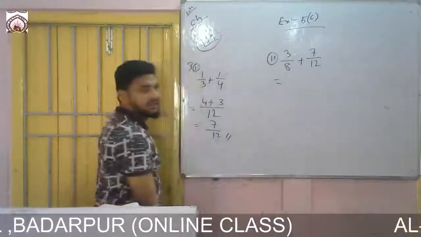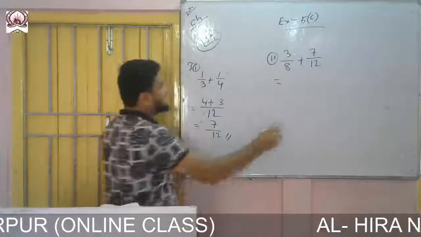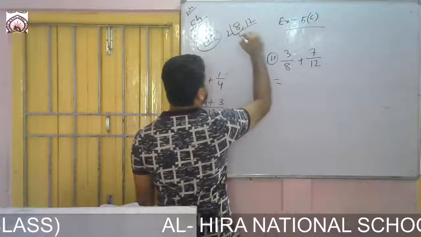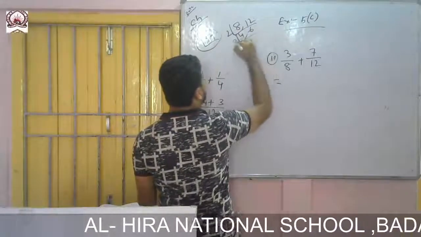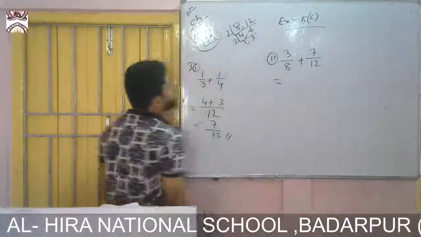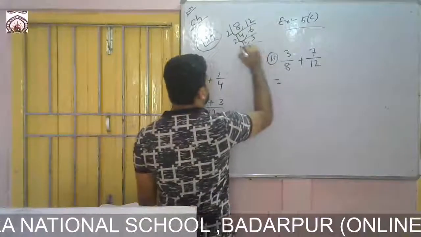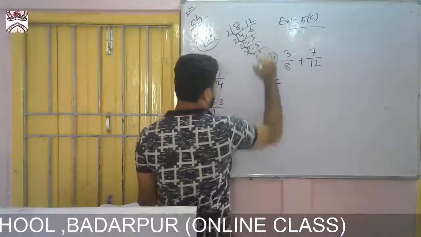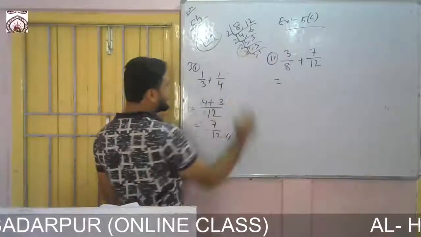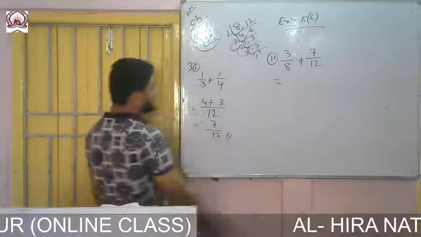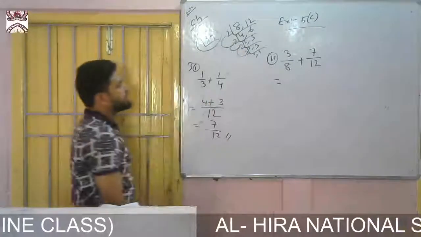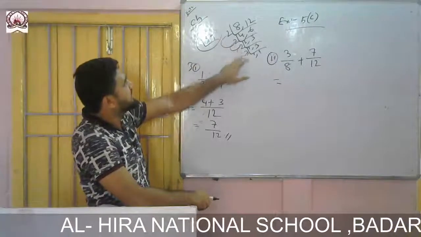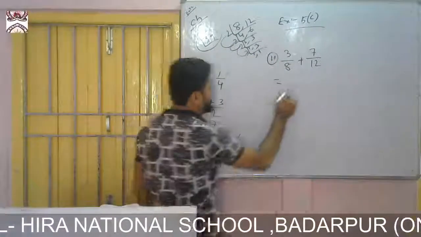The denominators 8 and 12 are not the same, so I shall take the LCM. So 8 and 12 at a time, let me take the LCM. 2 4s are 8, 2 6s are 12, again 2 2s are 4, 2 3s are 6. With 2 1s are 2, then 3 will remain the same. So 2 2s are 4, 4 2s are 8, 8 3s are 24, and 24 1s are 24.